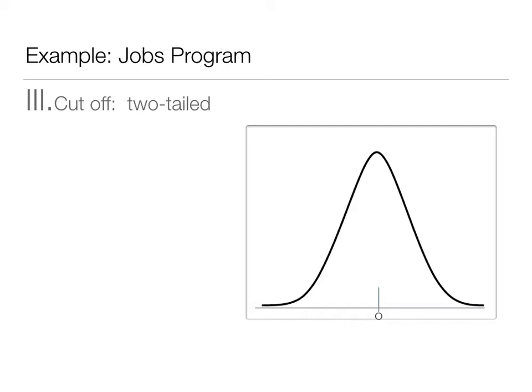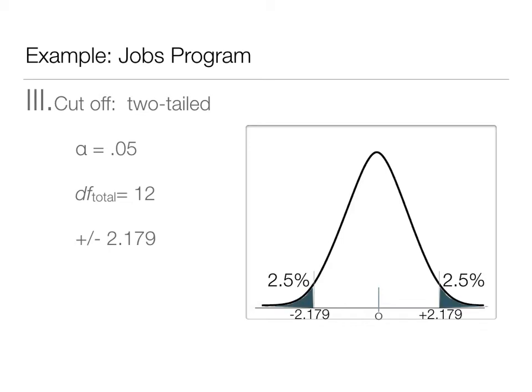It just said, is there a difference? Since we don't have a directional hypothesis, this is a two-tailed test. Our alpha level is 0.05. Our degrees of freedom is 12. When we look that up on our table, we're going to see plus or minus 2.179.